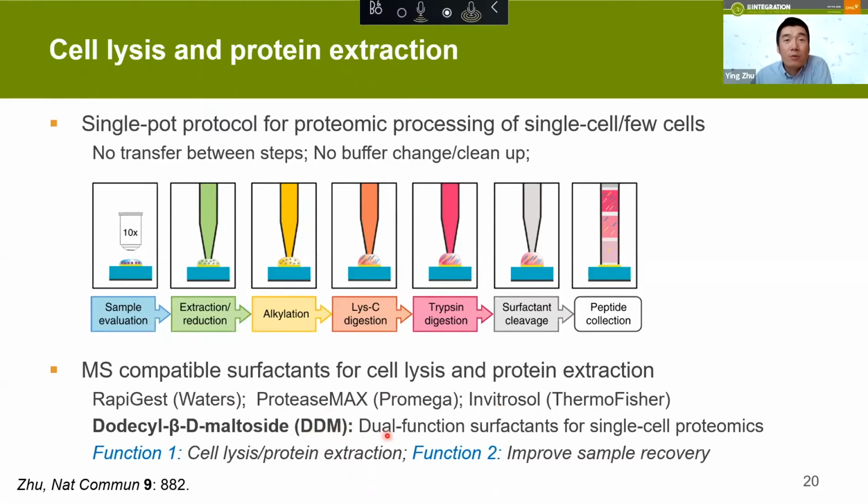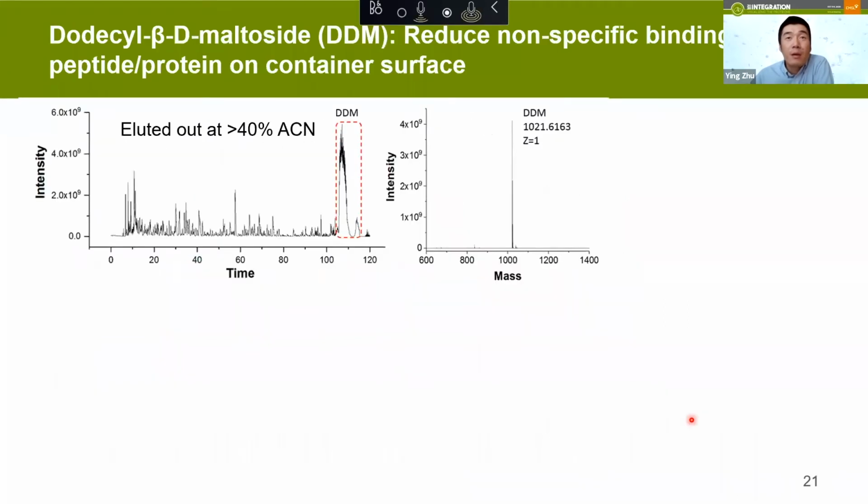It has a dual function for single cell proteomics. The first function is very efficient cell lysis and protein extraction. Also, it can increase sample recovery, and it will not affect your LCMS analysis, because if you look at the LC separation profile, all the peptides come out before 100 minutes. The DDM is a big peak that comes out after all the peptides come out.